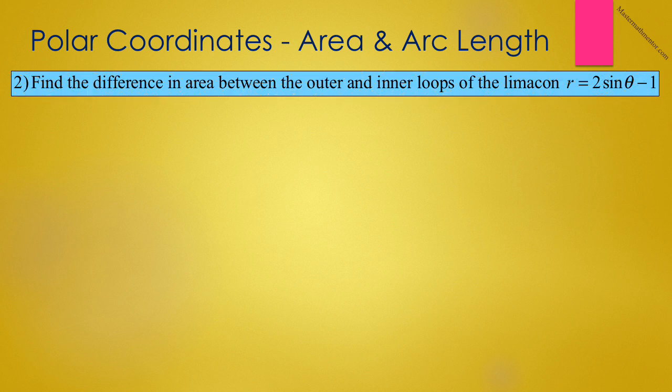A harder type of problem is to find the area of a section of a polar curve. This is illustrated in number 2. Find the difference in area between the outer and inner loops of the limacon r is equal to 2 sine theta minus 1.